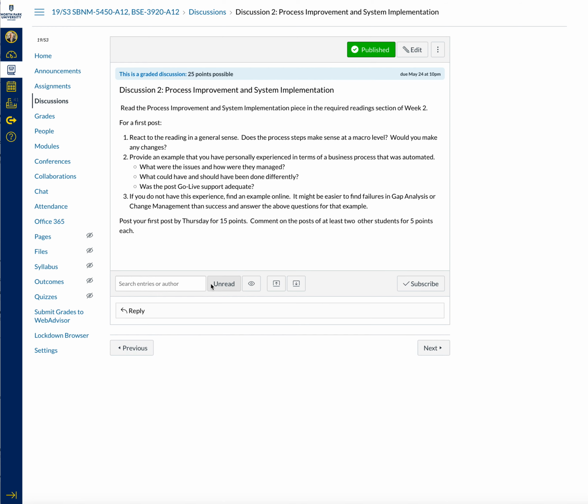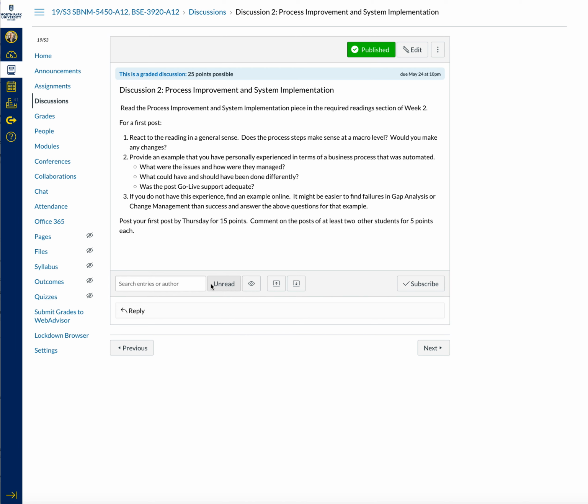So discussion 2, process improvement and system implementation. Read the process improvement and system implementation piece in the required readings. React to the reading in the general sense. Do the process steps make sense at a macro level? Would you make any changes? Provide an example that you have personally experienced in terms of a business process that was automated. What were the issues and how were they managed? What could have and should have been done differently? Was the post-go-live support adequate?